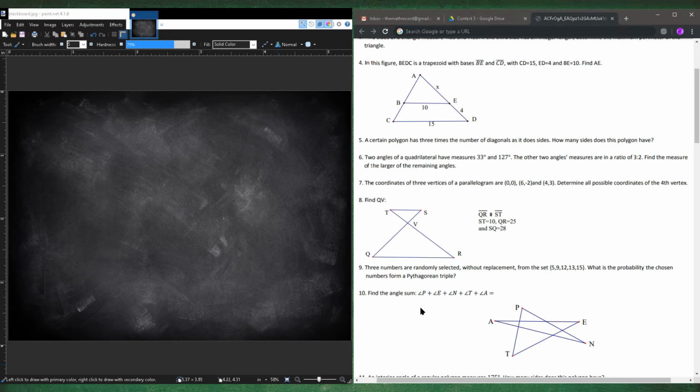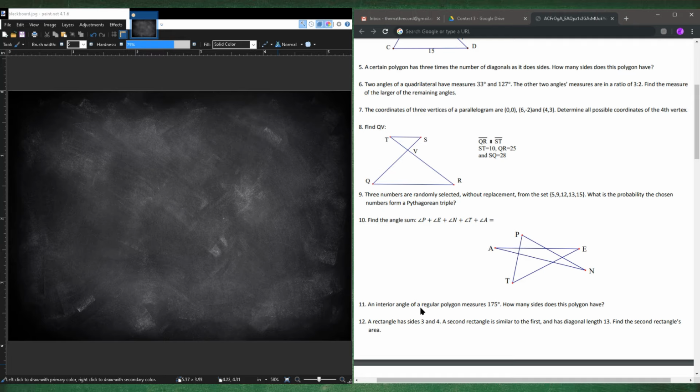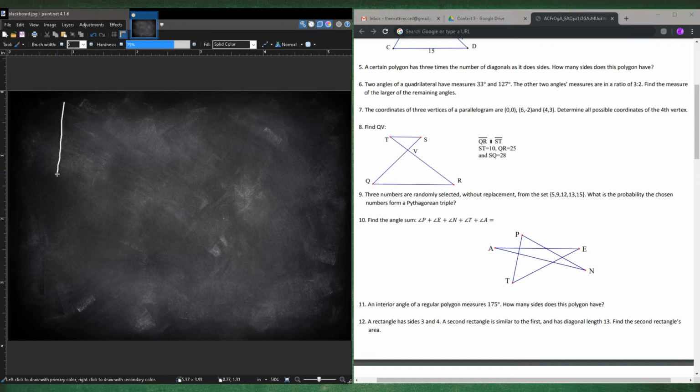Okay, question 7. The coordinates of 3 vertices of a parallelogram are (0, 0), (6, -2), and (4, 3). Determine all possible coordinates of the fourth vertex. So let's draw up a diagram. So we have (0, 0). And we have (6, -2), somewhere here.